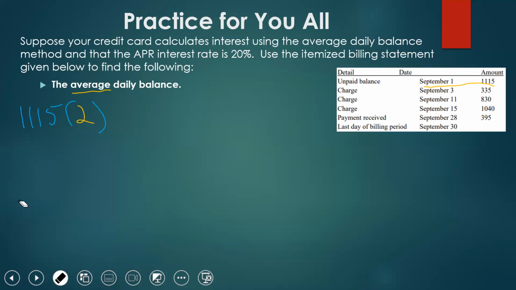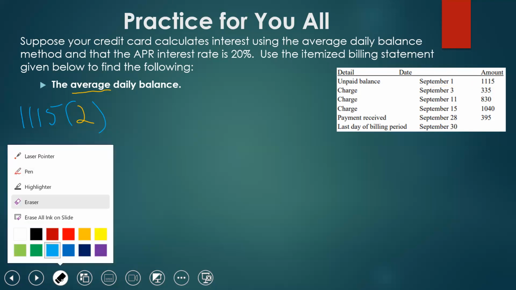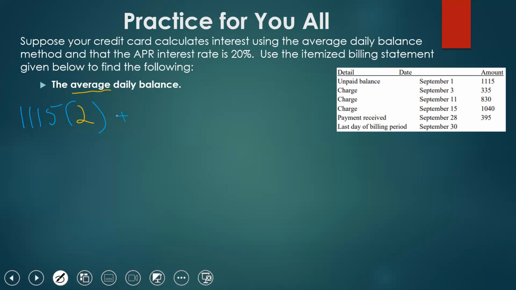All right, so let's look at what happens now on the 3rd. On the 3rd, there is a charge of $335. However, we need to keep in mind that that is not the new balance on the account. That's how much has been charged. So we need to figure out how that changes the balance in the account. As you might imagine, if we start with $1,115 and we charge $335, that's going to increase our balance. So we would add those two numbers together. If you do so in your calculator, you'll see that we now have a balance of $1,450. So our new balance beginning September 3rd would be $1,450.